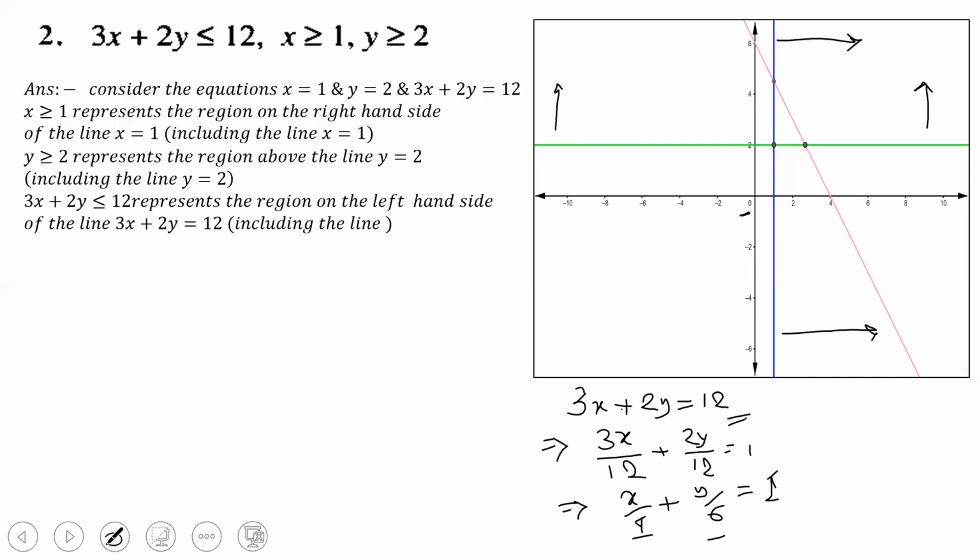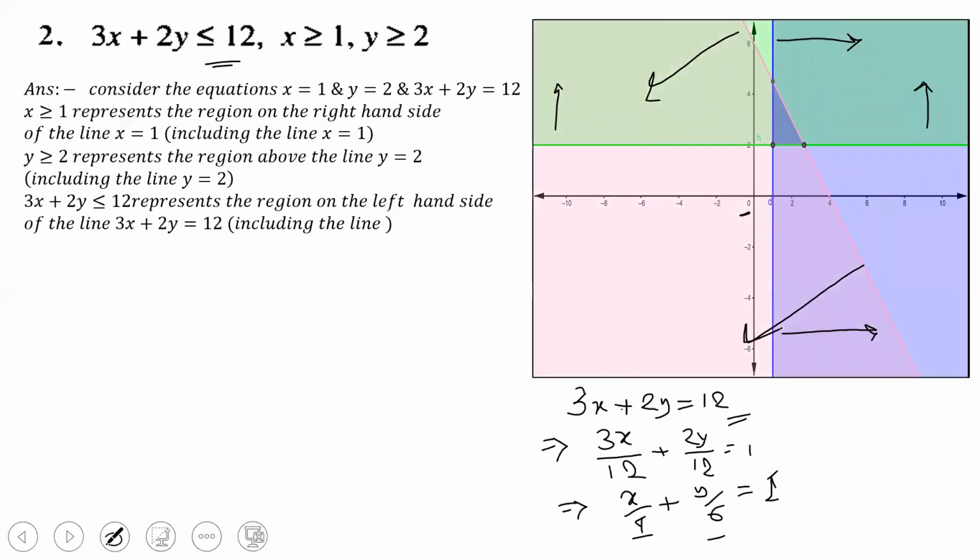Okay, now look here. If we're talking about the region covered by this inequality, 3x + 2y ≤ 12, the less than sign means the left hand side or the lower portion, so it will represent this portion. If we want to find the common region, you can differently shade it and identify it. So the common region should be this portion, this triangle.